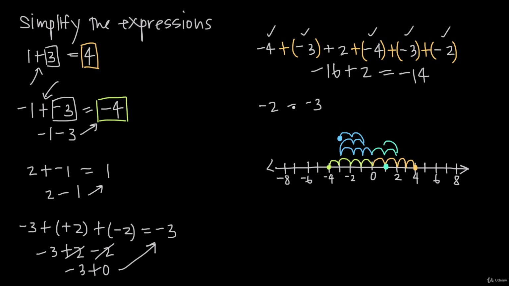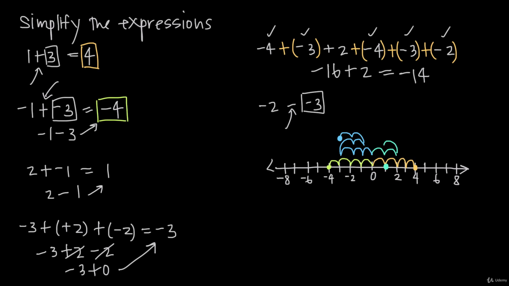When we have a subtraction sign, on the other hand, we're going to move in the opposite direction indicated. So this negative 3 right here tells us we're going to move to the left because it's negative, but the subtraction sign says you're going to flip that operation. You're not going to move to the left, you're going to move to the right instead.